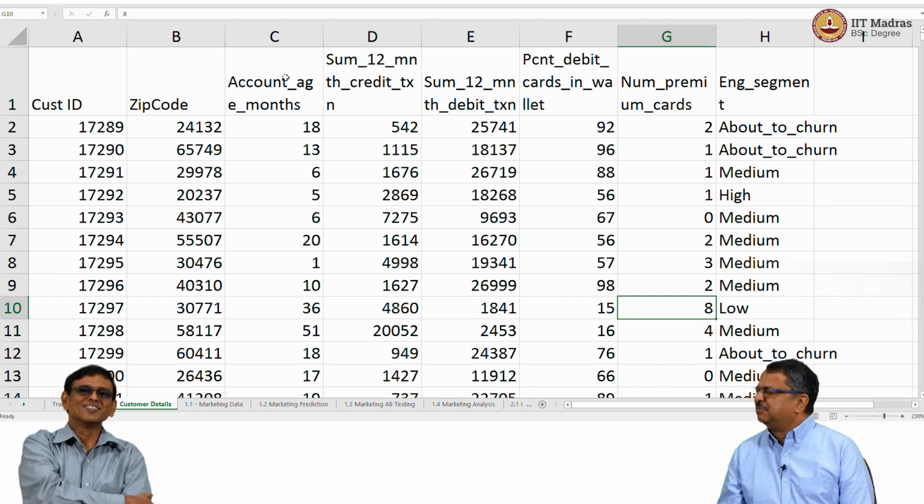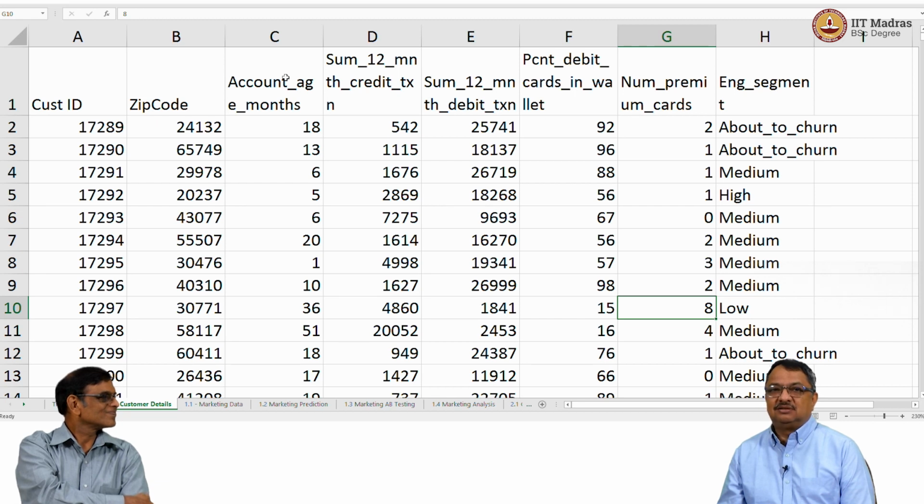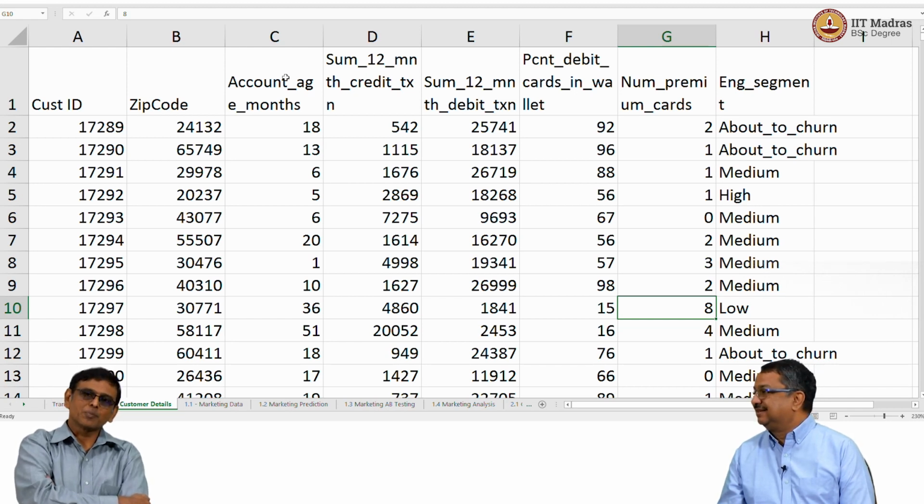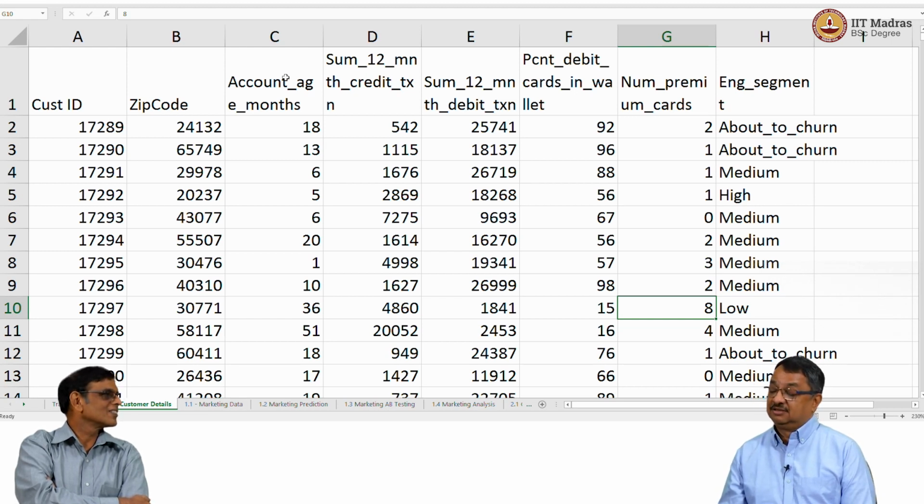I remember Mahesh saying that if the person has not used his card for X number of months, that's how it's defined. So about to churn basically means that they have not used their card for some time. It starts with about to churn, then it comes low. Low is higher than about to churn.